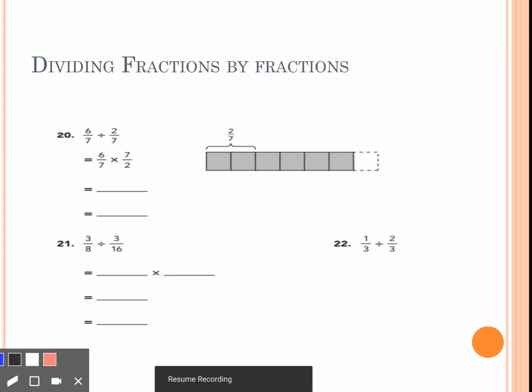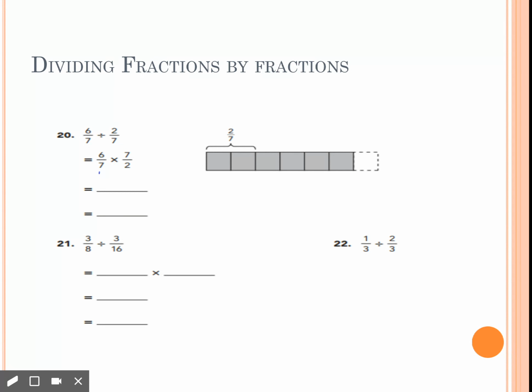So let's do number 20. 6/7 divided by 2/7. I keep my first fraction as 6/7. Flip the second to its reciprocal and multiply. So 6 times 7 is 42. And 7 times 2 is 14. So now I need to see how many times 14 goes into 42. It is 3. And I have no remainder, so my answer is simply 3.